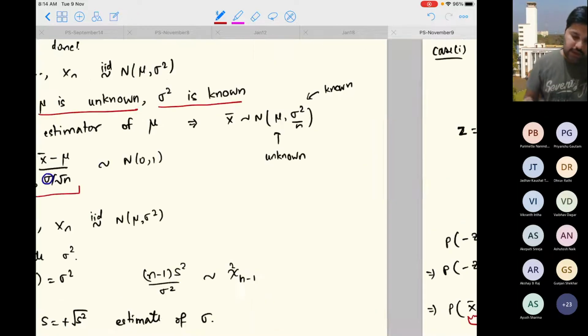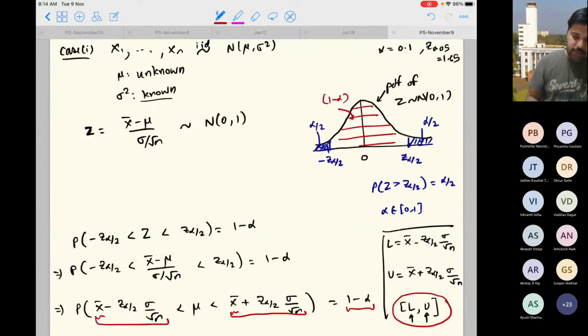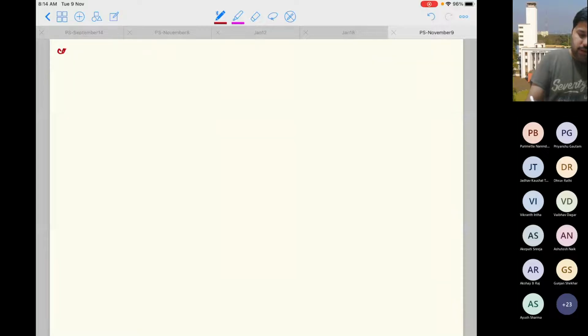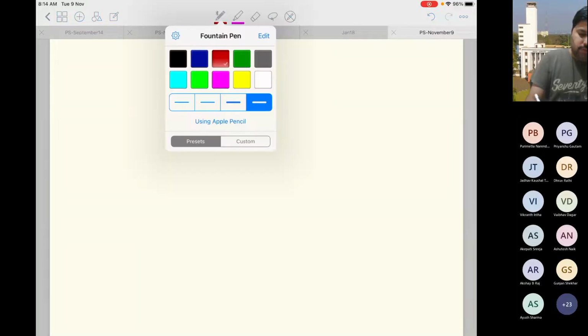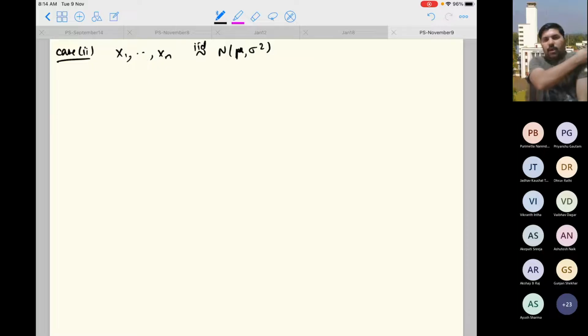Okay, so similarly, if you consider the next step, then case 2. What is happening in case 2? So x1, x2, ..., xn are IID normal mu, sigma square. And what do we want to do? We want to estimate sigma square. That is the problem that we have at our hand.